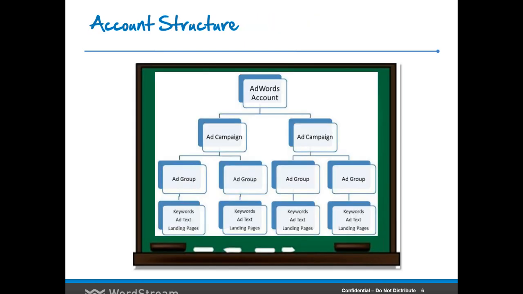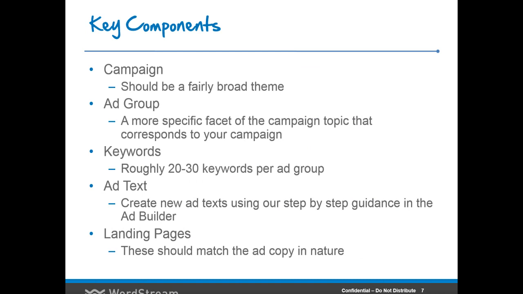So now, if we move on to this next slide here, you can see exactly how account structure is laid out. First, we have our account. And within that account, you have campaigns. And then within each campaign, there are various ad groups. And then those ad groups need to get populated with keywords, which will go ahead and correspond to specific ad text and landing pages. So now we'll go in depth with each of those components I just mentioned.